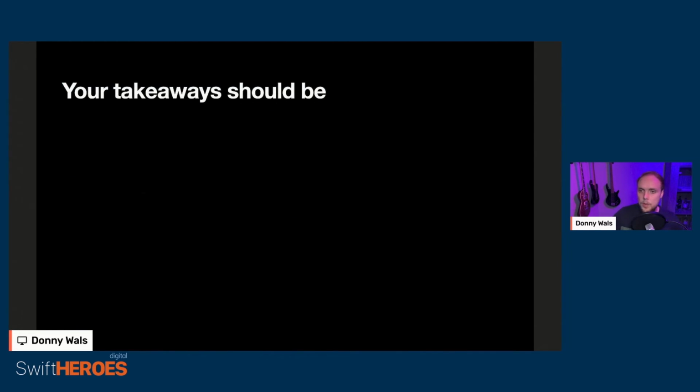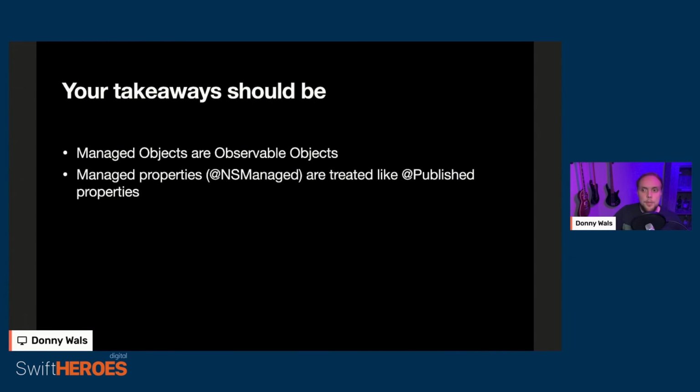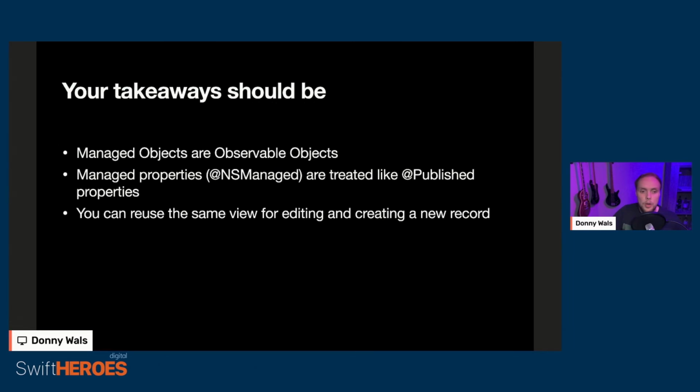So what are the takeaways for this part where I showed you how to edit or add new objects? Managed objects are observable objects, and that's super convenient. That's very useful to hide Core Data from our views. And managed properties, annotated by @NSManaged, are treated as if they are published. And most importantly, because of this convenient way that things are structured, you can use the same view for editing and creating a new record in SwiftUI.